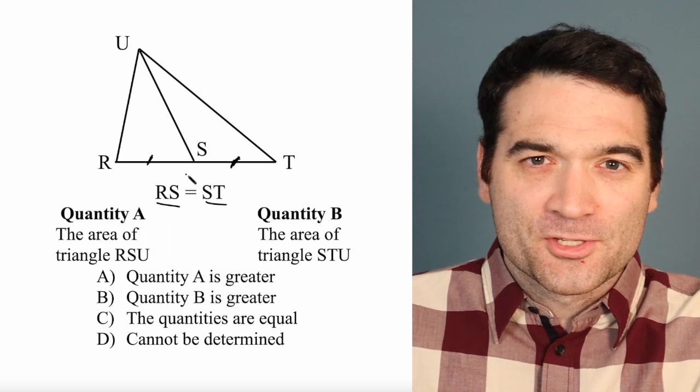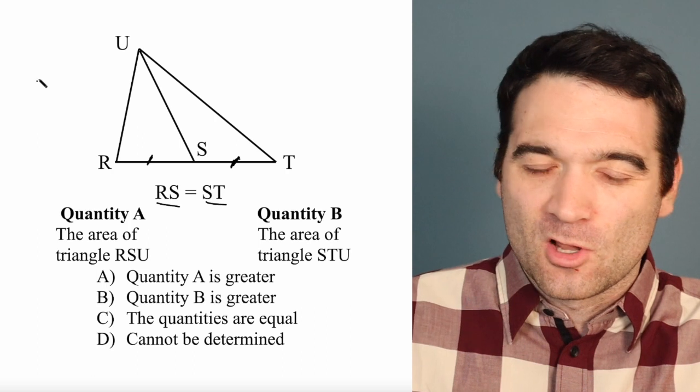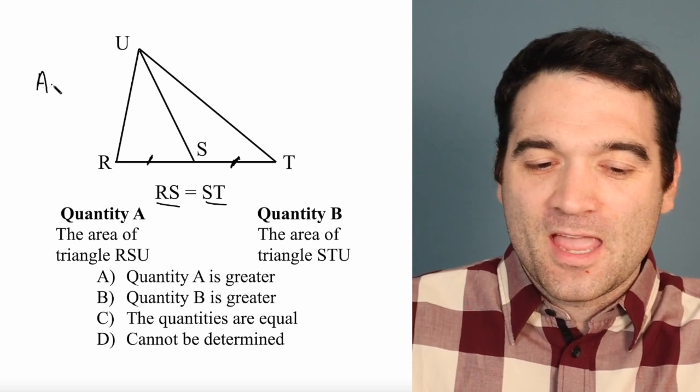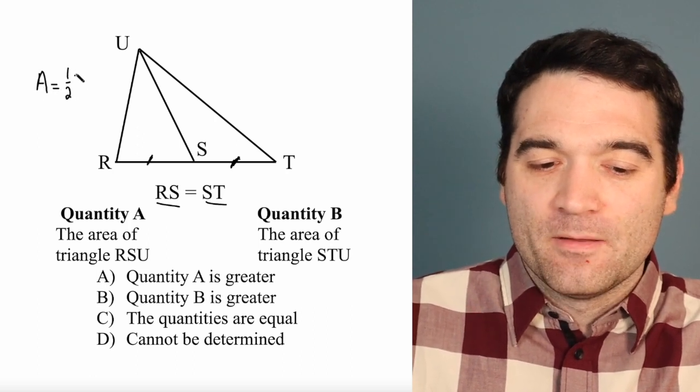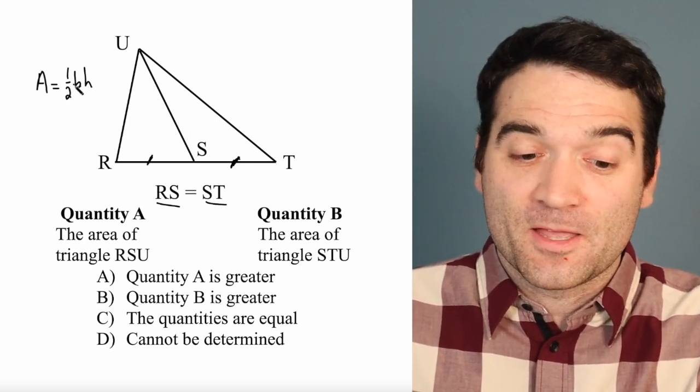Well, let's remind ourselves what the formula for the area of a triangle is. It's not that hard to remember. Might be a little hard to apply though, as we'll see. The area of a triangle is 1/2 base times height, or if you'd prefer, base times height over 2. Comes out to the same thing.